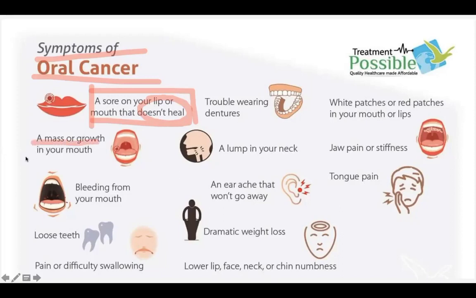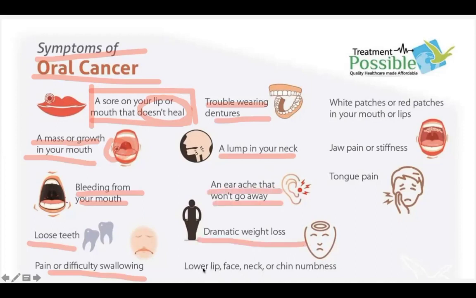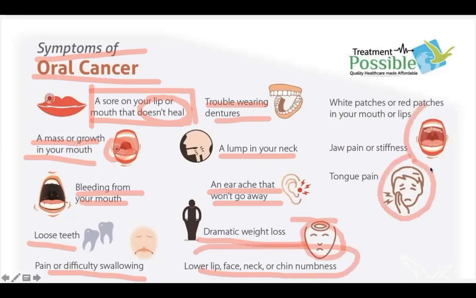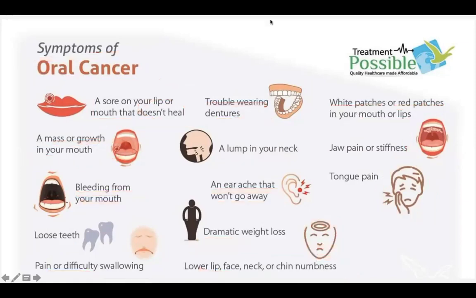A mass or growth in the mouth or lump in the mouth. Bleeding from your mouth. Loose teeth. Pain or difficulty swallowing. Trouble wearing dentures. A lump in your neck. An earache that won't go away. Dramatic weight loss. Lower lip, face, neck, and chin numbness because of the nerve involvement. Tongue pain. Jaw pain or stiffness, reduction in opening of the mouth, white patches, leukoplakic patches, erythroplakic patches in your mouth or lips. So almost we have a break time.